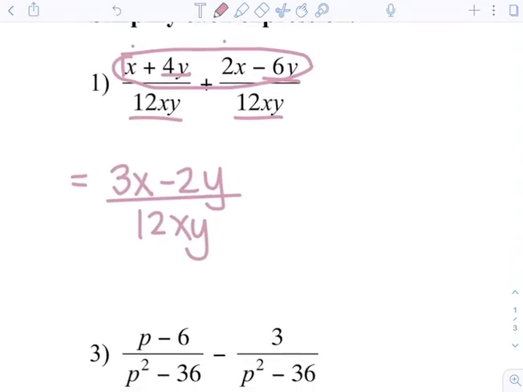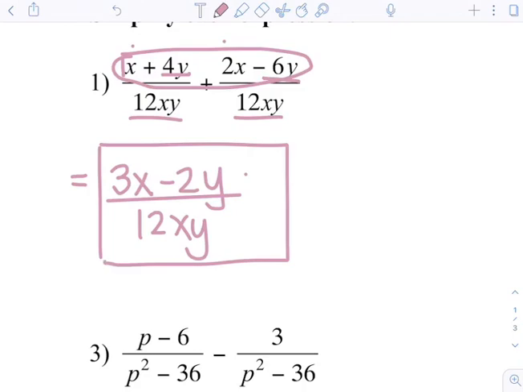12xy. Now, after you combine, you need to make sure you can't simplify. This goes back to our very first lesson with rational expressions, when we were simplifying. So I need to look and make sure, can I factor anything in the numerator? No. I can't factor the denominator. Nothing matches completely, so I can't cross anything out. So this is my final answer.